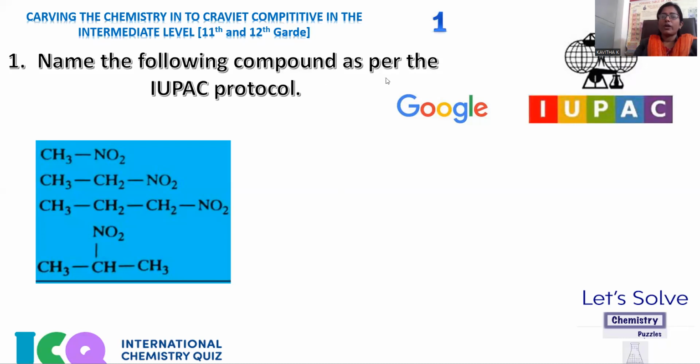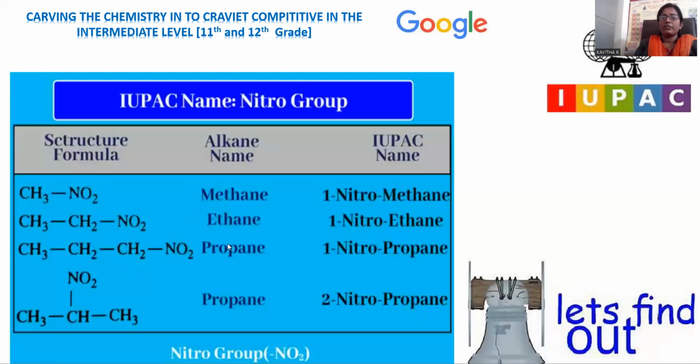Name the following compound as per the IUPAC protocol. IUPAC stands for International Union for Pure and Applied Chemistry, and as per this IUPAC, we have to assign the name for the compounds provided here. All these are part of nitro compounds. You can see one carbon containing nitro, two carbons containing nitro, three carbons and three carbons, but the nitro position got changed. This is the way the compounds are provided. We need to assign the name as per the IUPAC protocols. Let's see how we can give the names.